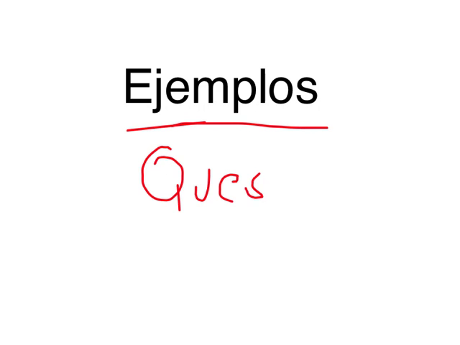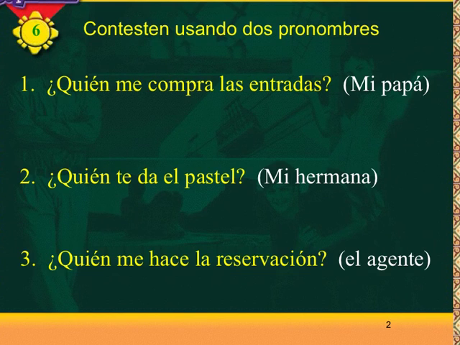Here's some more examples using questions and then answers. So pay attention to this. So now let's take a look at some questions with answers using two pronouns. That's an indirect and then a direct. Remember, indirect comes first and then a direct. So the question for number one says, ¿Quién me compra las entradas? So we have the answer right here, mi papá.